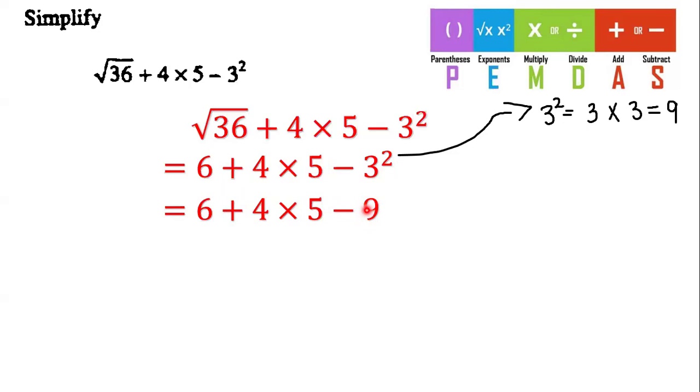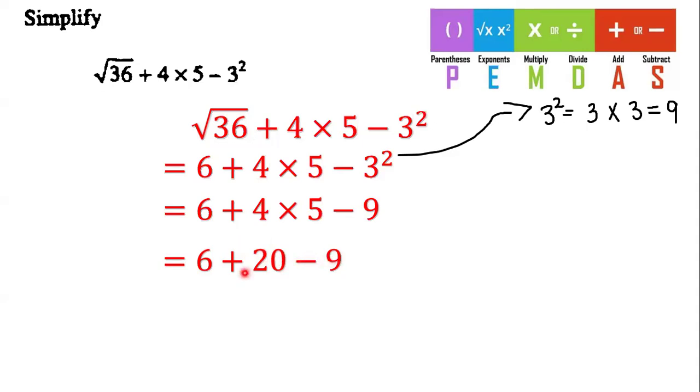Now what's the next thing we're going to do? Multiplication. Multiplication, very good. We have to multiply before we add. So what is 4 times 5? 20. Very good. So we have 6 plus 20, very good, Ethan. We have 6 plus 20 minus 9.